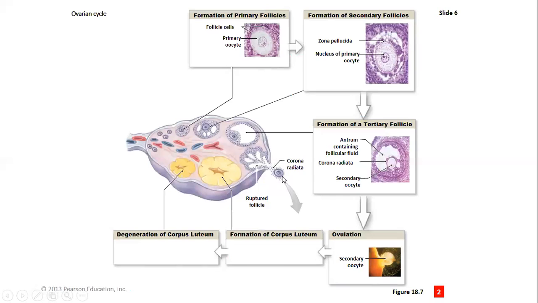This is when ovulation occurs. The corona radiata and zona pellucida go with the oocyte during the release of the oocyte, ovulation, and this tertiary follicle that has ovulated becomes the corpus luteum. And if fertilization doesn't occur in this oocyte, then this corpus luteum degenerates to the corpus albicans.